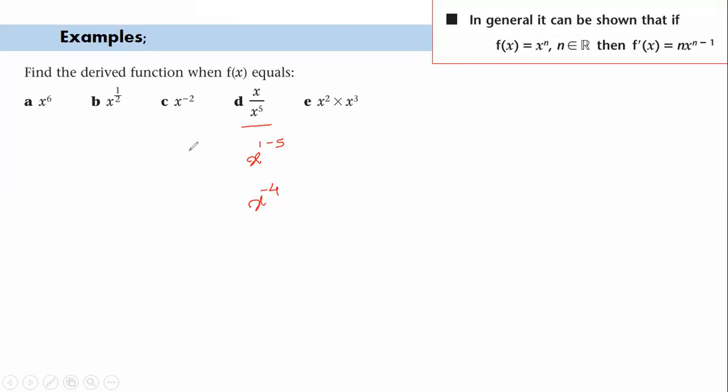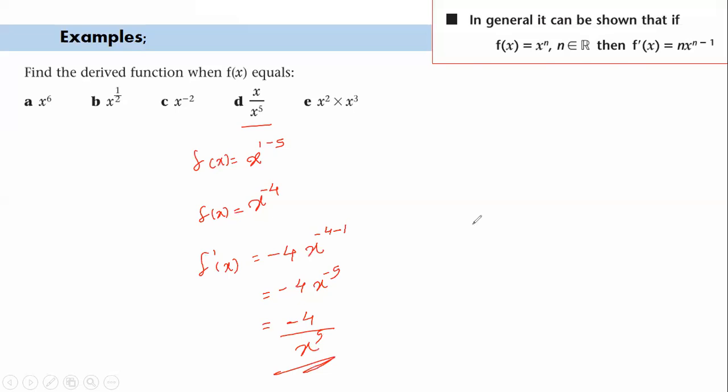So still I'm not finding the derived function. Still I'm simplifying the f(x) function, and then I can obtain f dash x, which gives me minus 4 times x to the power minus 4 minus 1, which simplifies to minus 4 x to the power minus 5. Then we can write the index as a positive value, so you get minus 4 over x to the power 5, which is f dash x.